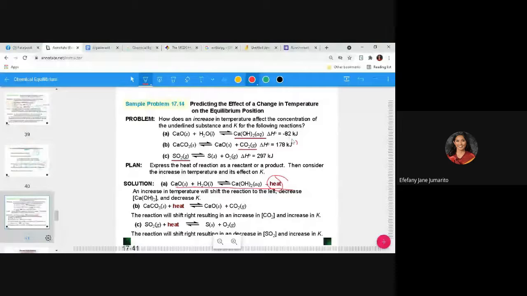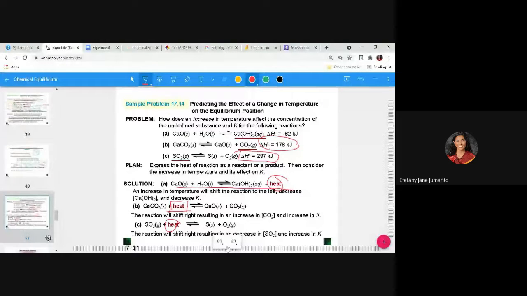Letter B, class. Is it positive or negative? Positive. Endo or exo? Endothermic. In endothermic, the heat is used as a reactant. Exo gives out heat, so it releases. So that's it, class. Then we have this one. It's positive also here, so heat is used as a reactant.